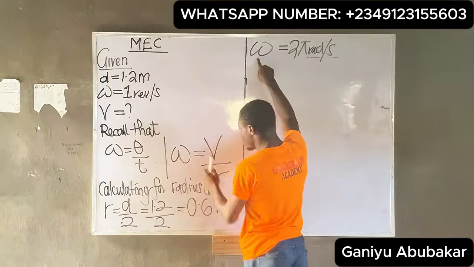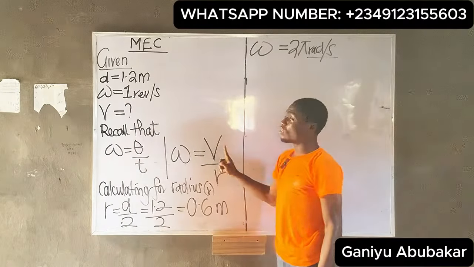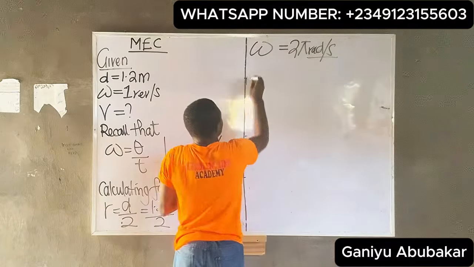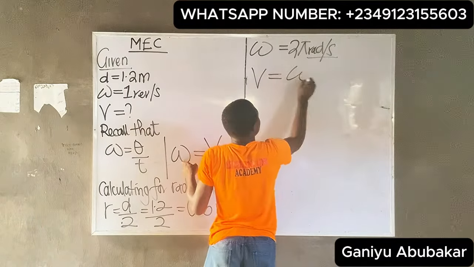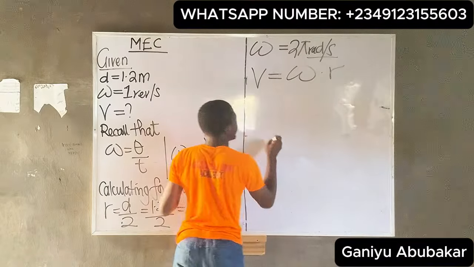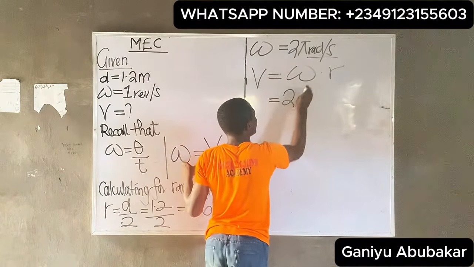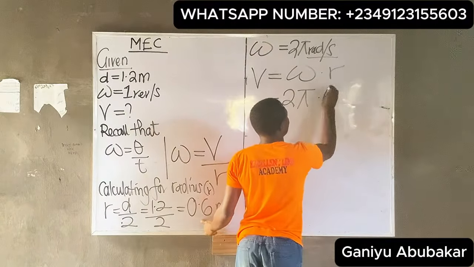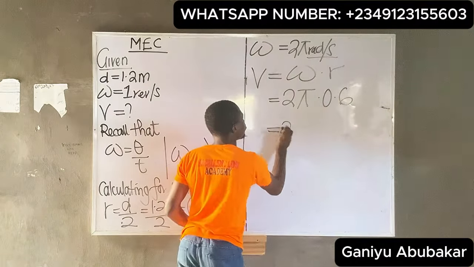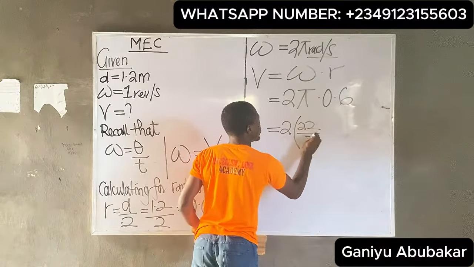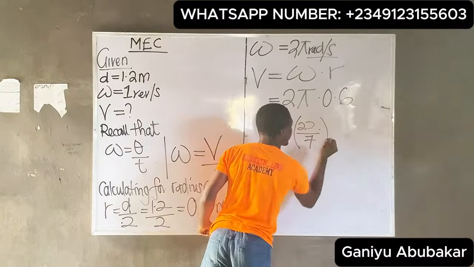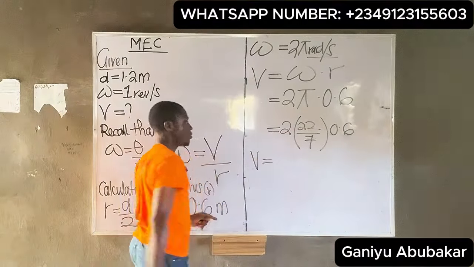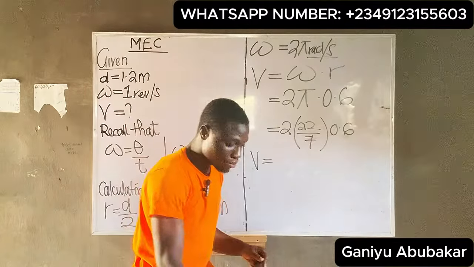Now, omega is known, R is known. We can get V. To get V, multiply these. So V equals omega dot R. Omega is 2 pi. Dot R is 0.6. This gives you 2 into 22 over 7, then into 0.6. So what's V from here? Punch us, please. What's V? Give me all the answers straight up.